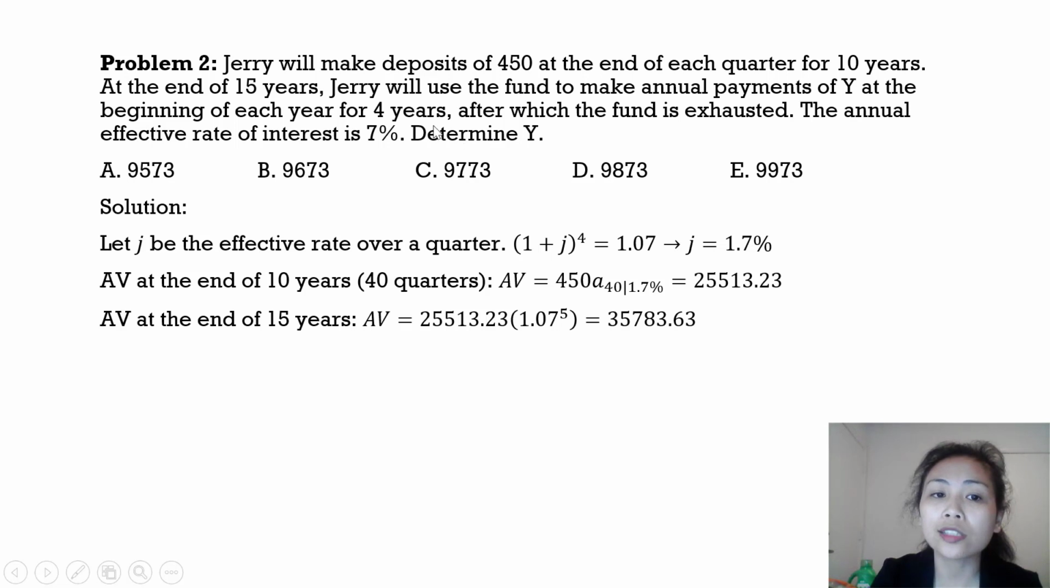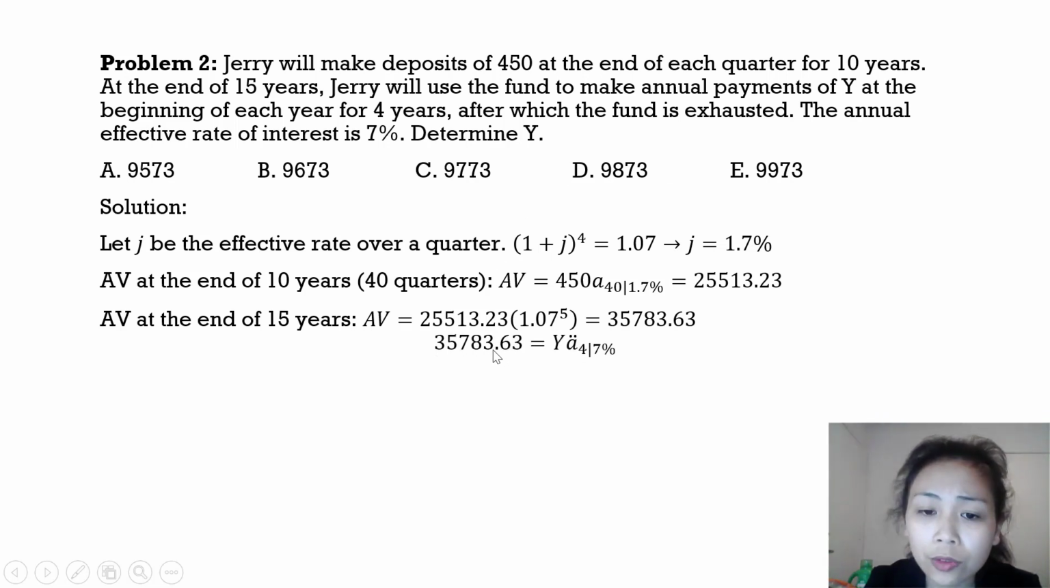Now we look at the last stage. The last stage, we are making withdrawals, right? We're making a withdrawal annual payment of Y. I'm sorry. In the first 10 years, we make deposits, and then after 15 years we start making payments. So here 35,783.63 is Y times a-double-dot for the rate 7%, because this is an annuity due. The payment is made at the beginning of each year.